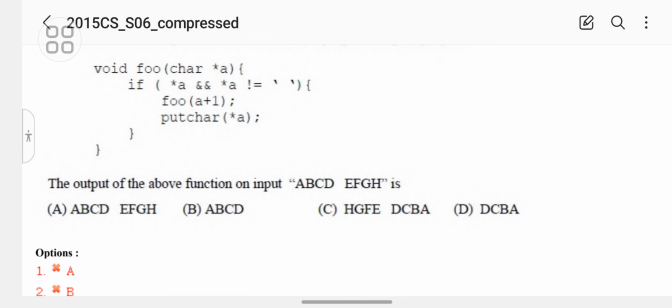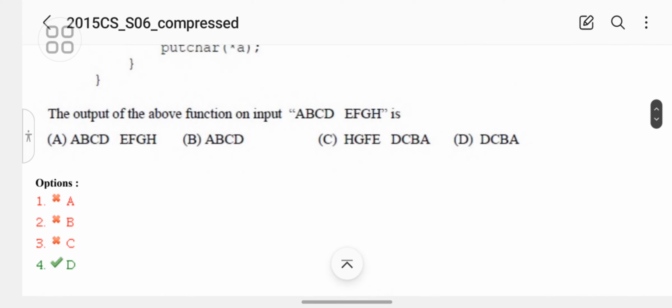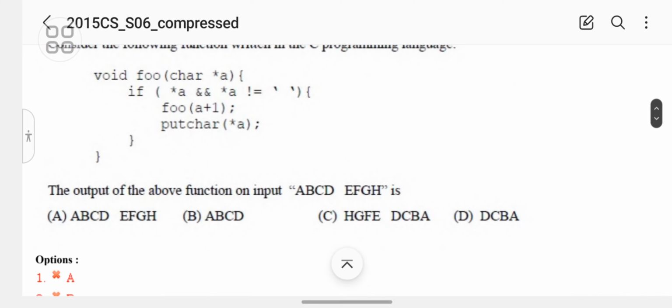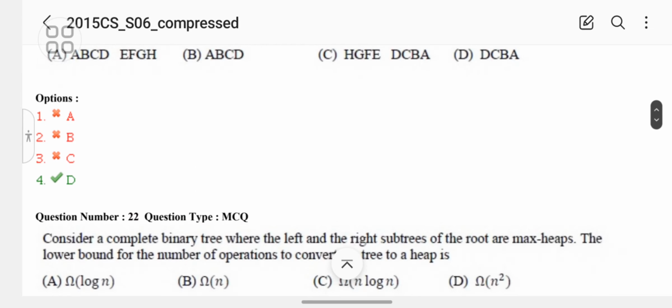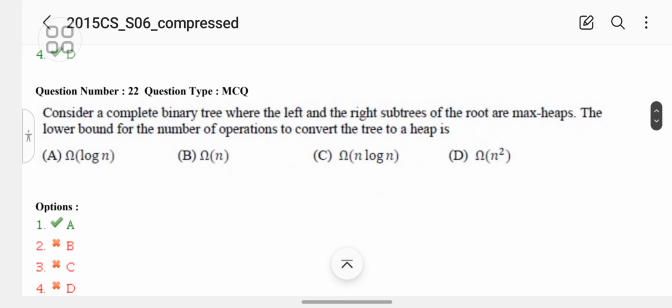Next it is asking what the output of the above function on input A B C D E F G H is. So if you solve this particular question, you will get the answer as D, that is DCBA. When you put in this input, you will get the answer. You can also hit and try the program yourself.